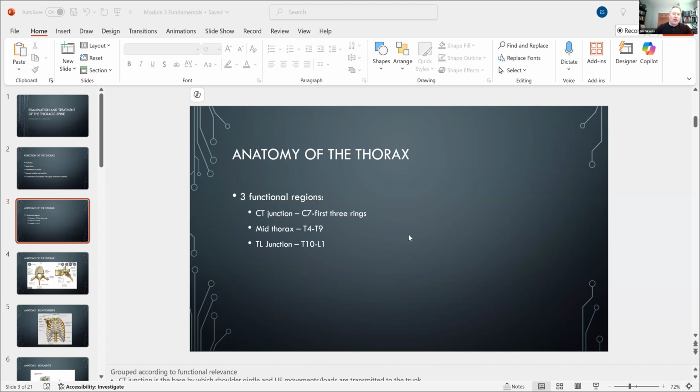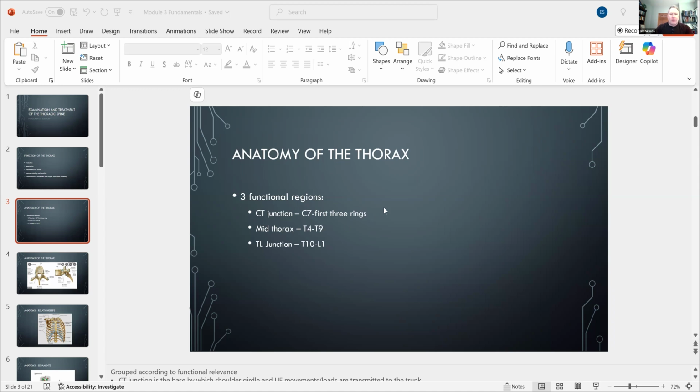All right, so as far as anatomy goes, I always break this up into 3 functional regions. The CT junction, I used to have this down as just the first 3 rings, but realistically, we have to take into consideration the interaction with C7 as well. We'll get into, and we'll probably do an entire Zoom call on, the mechanics and the orientation of the CT junction in a few weeks here.